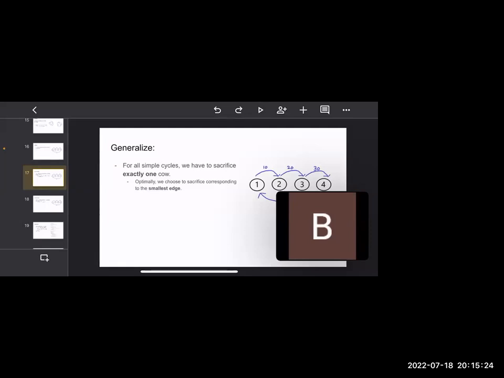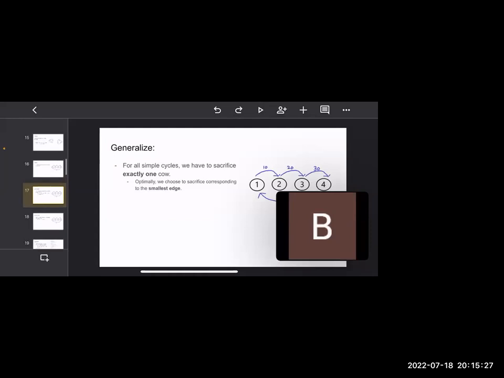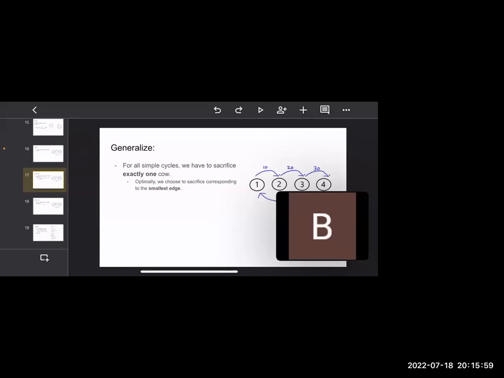Because we started at cow two in our question, you can choose which edge to sacrifice. You can sacrifice edge 10, edge 20, or edge 30, but because we want the maximum number of points, we obviously sacrifice the lowest weight edge. So in this case, the edge from cow 1 to cow 2.